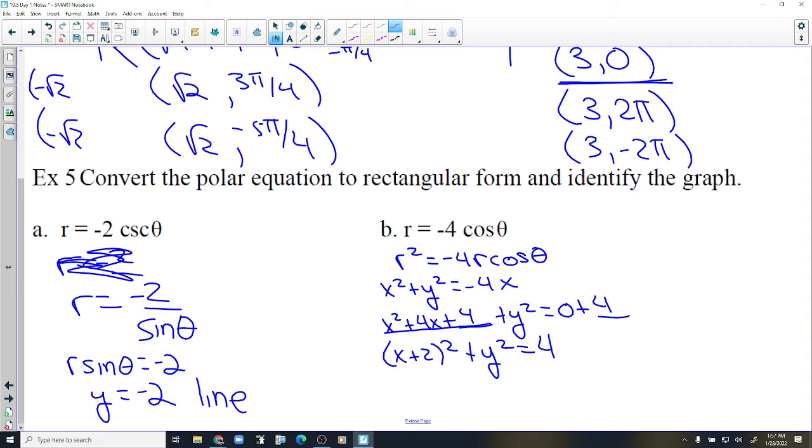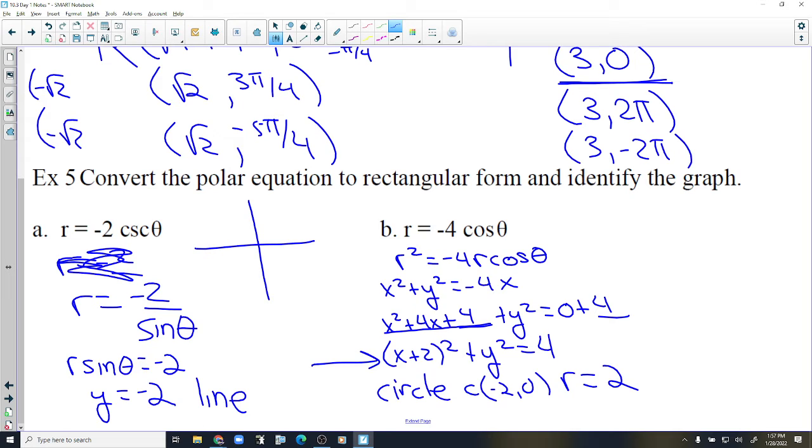What did I say this was? And you know what it is. It's a circle. What's the center? Negative 2, 0. What's the radius? 2. All right. So I have a circle with a center of negative 2, 0 and a radius of 2. So that's up here, here, here, and here. Right? Everything good? Look good?